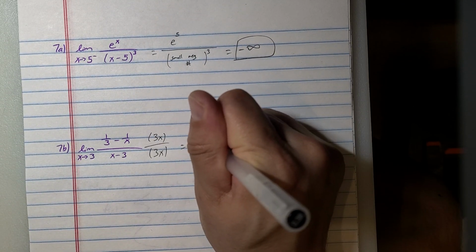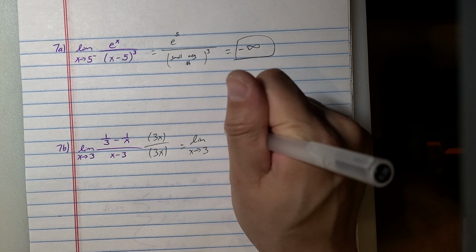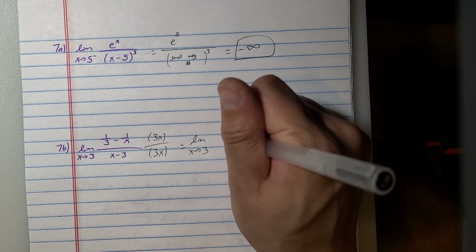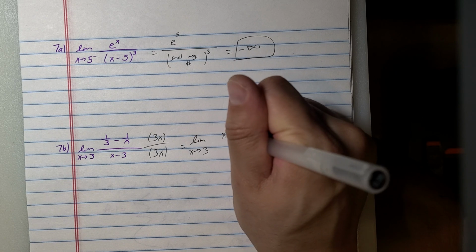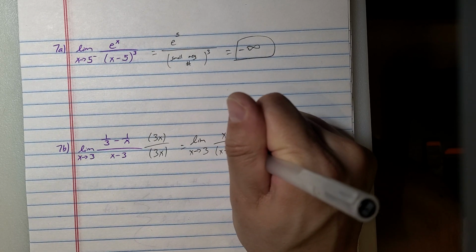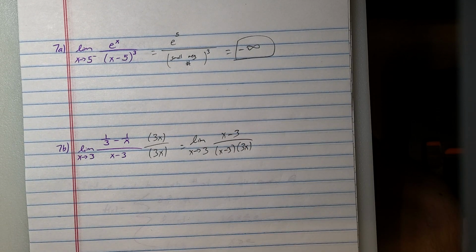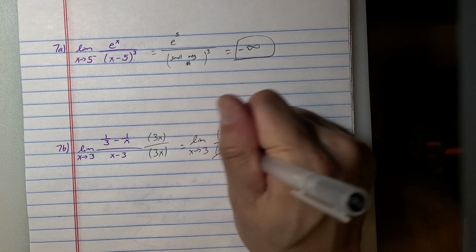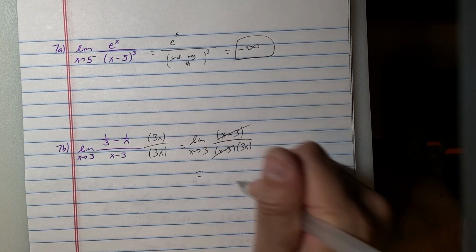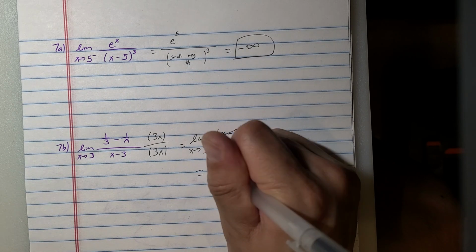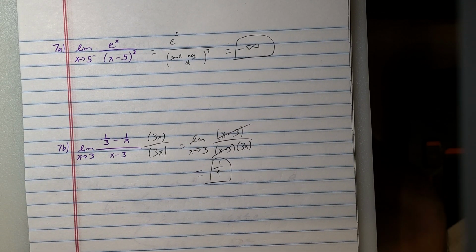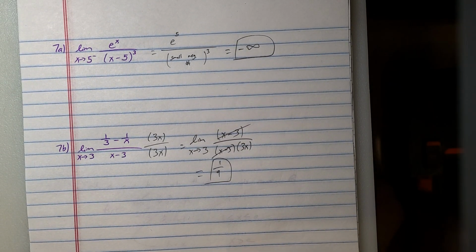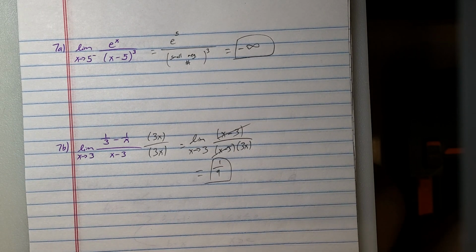So we could say limit as x goes to 3. When we distribute the 3x there to the top, it'll be x minus 3. The bottom we're left with x minus 3 and 3x. So we can cancel the x minus 3's. When we take the limit, we get a 9th. Okay, that's how we do that one.